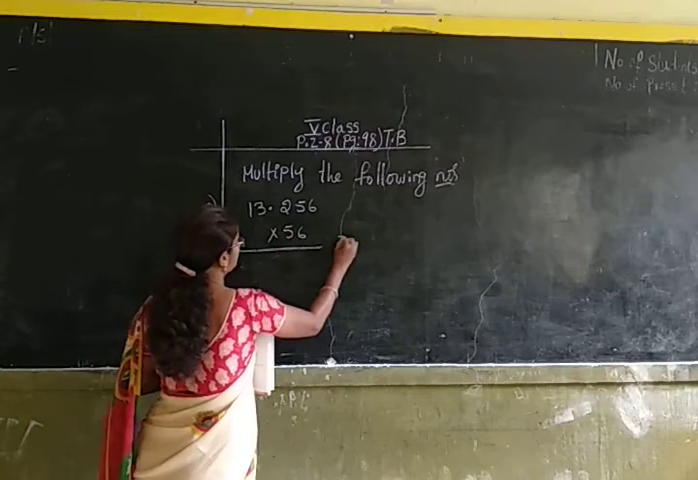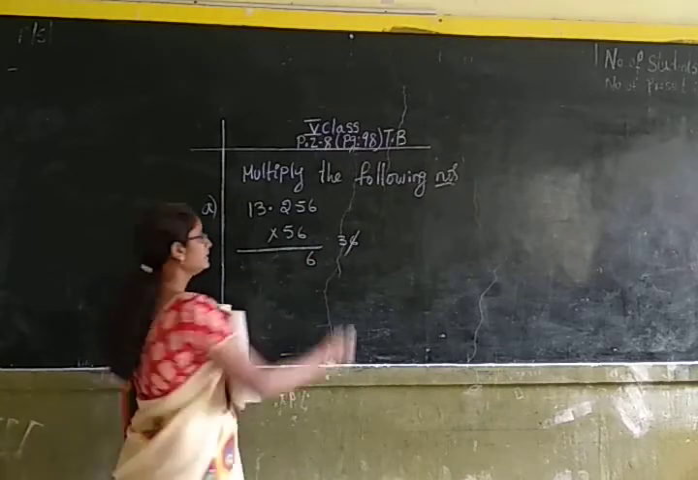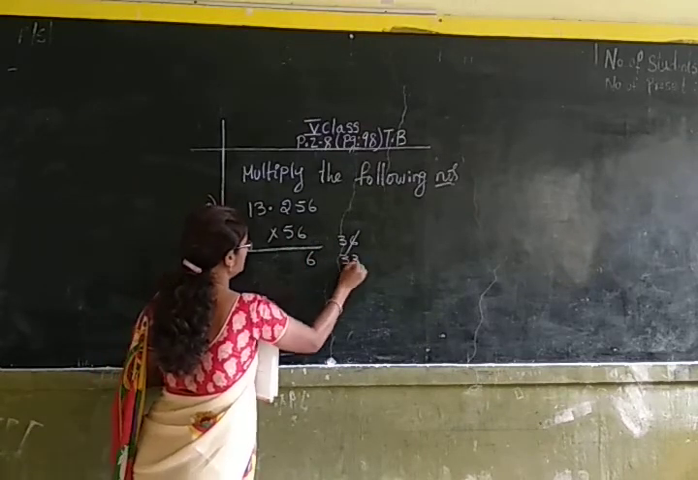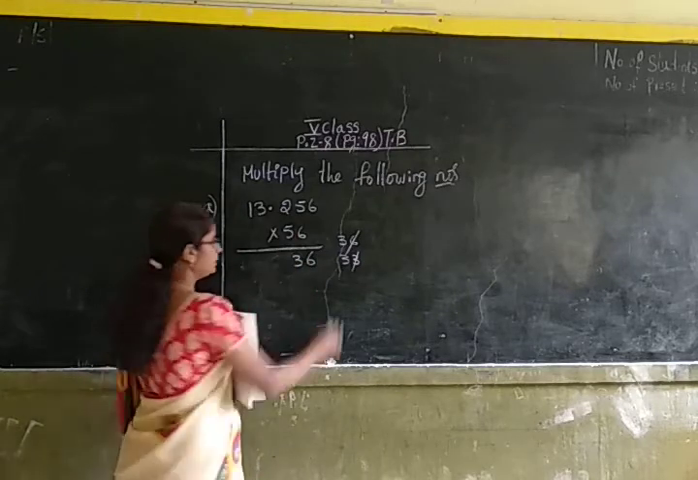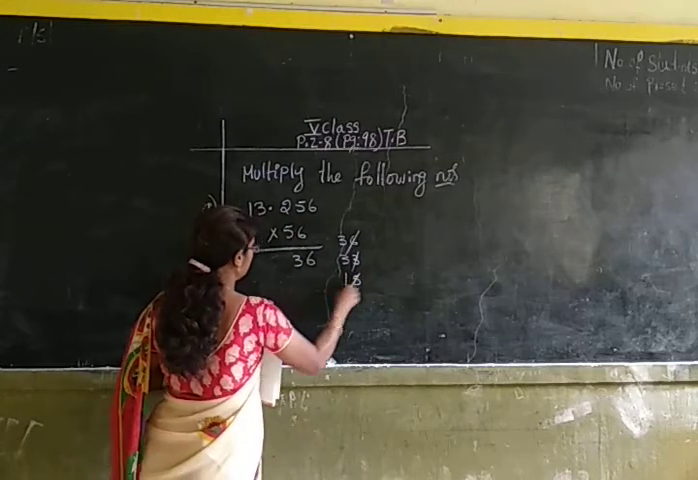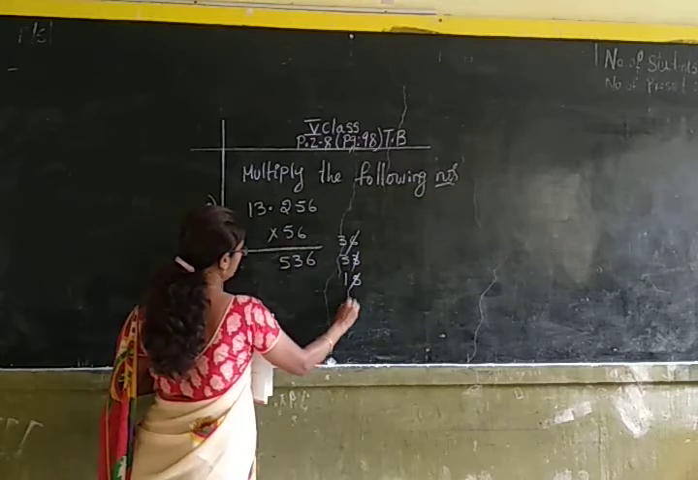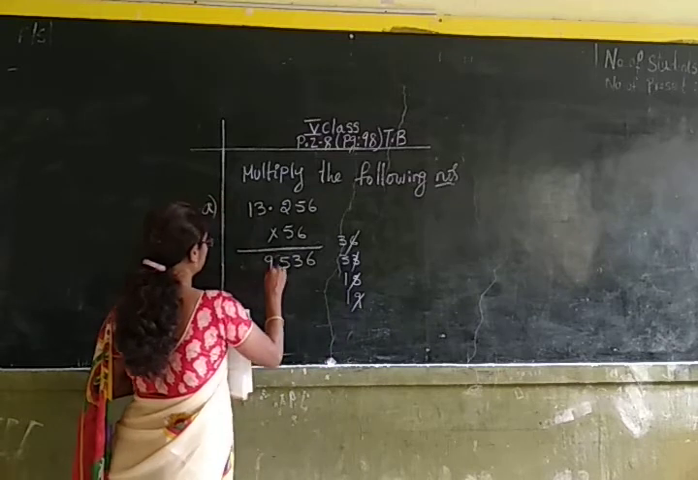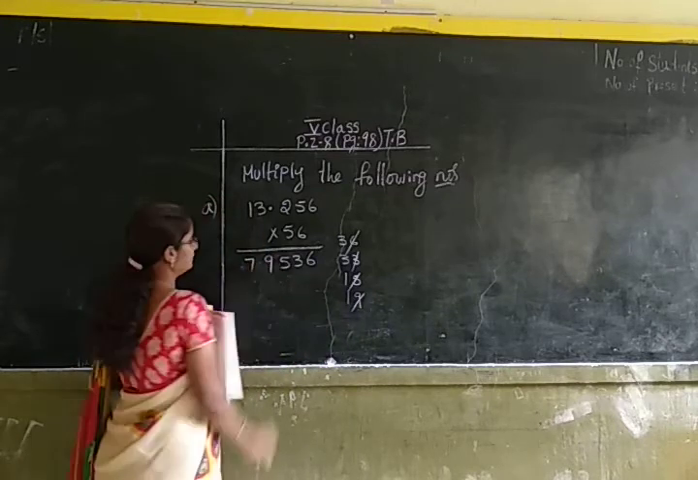6 6s are 36. 6 5s are 30, 30 plus 3, 33. 6 2s are 12, 12 plus 3, 15. 6 3s are 18 plus 1, 19. Okay children, 6 1s are 6 plus 1, 7.